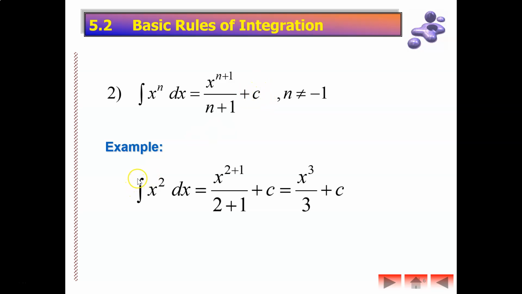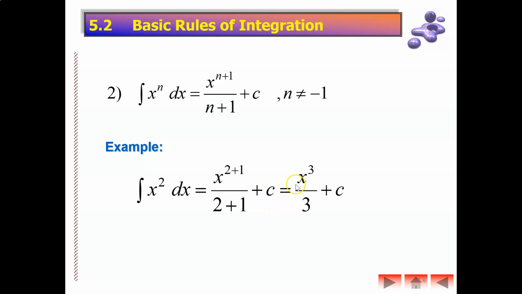So let's see the example. Integration of x squared dx. When you integrate this, remember you have to add 1 to the power. So you will get x to the power 2 plus 1. And again, you will divide by this new power. x to the power 2 plus 1 divided by the new power, which is 2 plus 1, plus c.